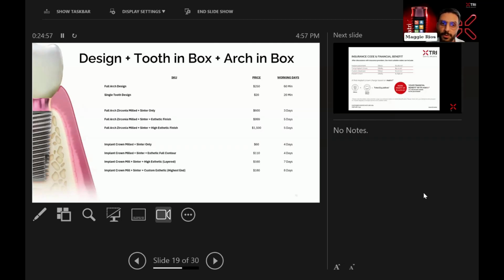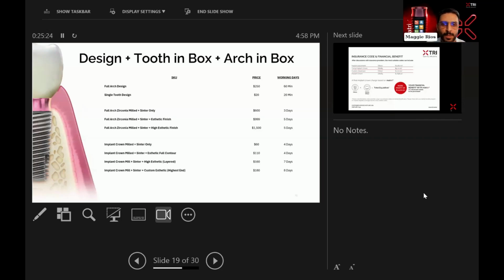We also offer full arch zirconia. If you have an in-house lab or you want to do the characterization yourself, but you want somebody else to mill it for you, we can give it to you milled and sintered for just $600. Our aesthetic full arch, fully finished, is just $999. And then we have a very high aesthetic one, which we call Hollywood Smile, and that's just $1,500, fully finished.